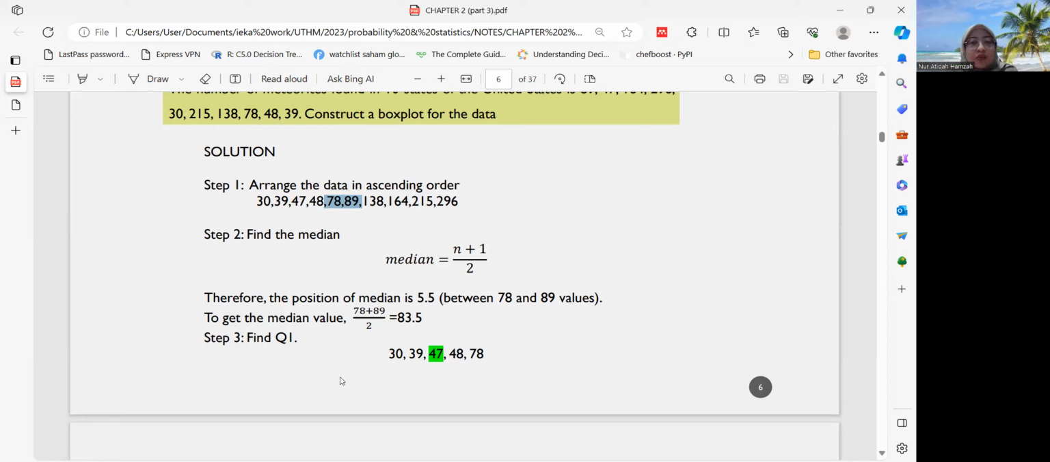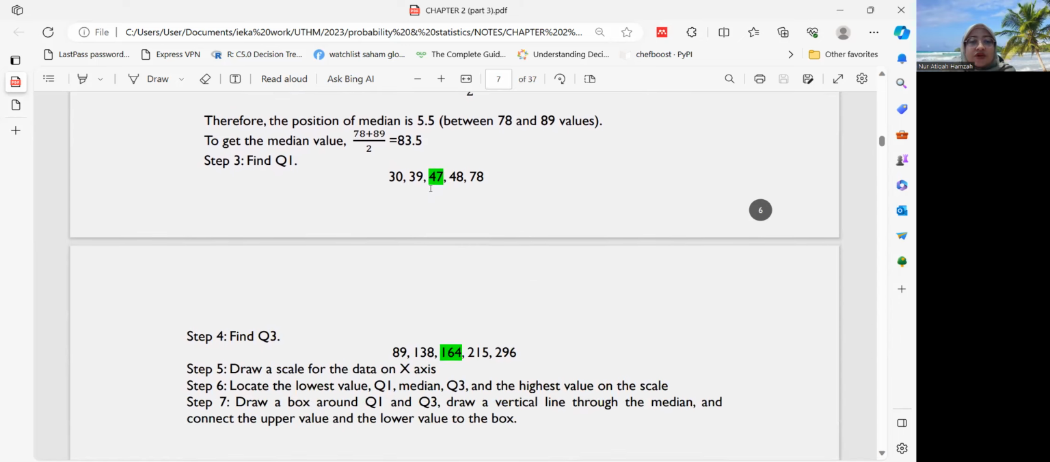Then we have to find Q1. Awak dah tahu, tengah-tengah adalah dekat sini. Maksudnya bahagian yang hadapan, 5 yang di hadapan akan jadi Q1 kita. Untuk cari Q3 kita guna 5 number lagi yang bahagian kanan. So untuk cari Q1, kita ambil 5 number yang di hadapan iaitu 30, 39, 47, 48 and 78. From the 5 numbers, you see where is the middle number?